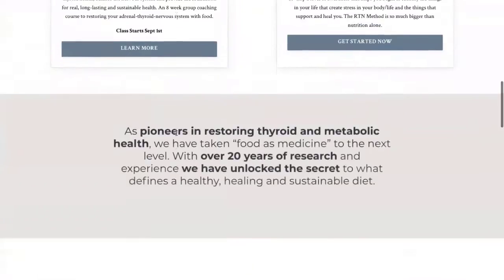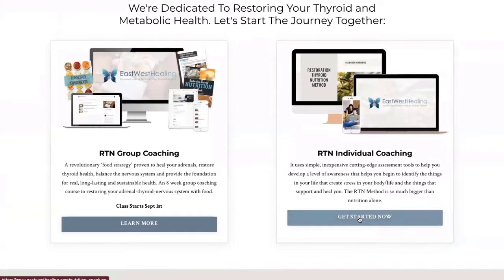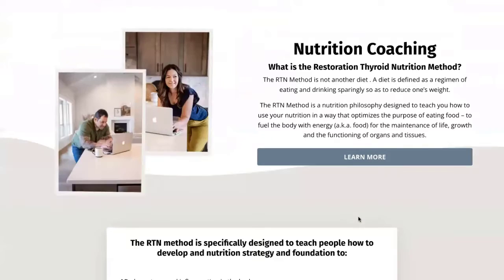Okay, so let's go and look at some of my client stuff. They have a coaching program and they also have an individual coaching. Of course, their individual coaching is going to cost more.